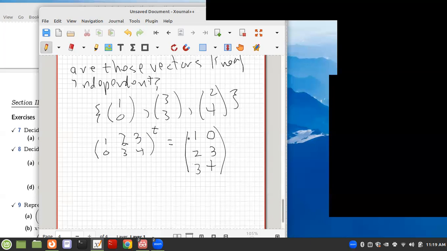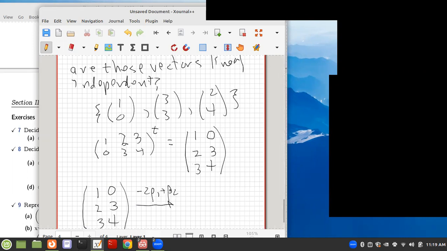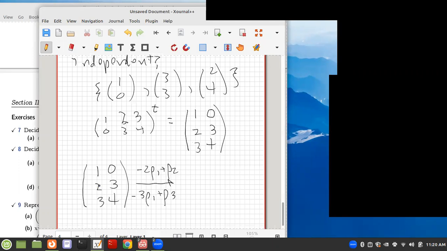Now we apply Gauss's method to this transpose. It's not in echelon form, so we have to make some row operations to bring it to echelon form. We could do -2 row 1 plus row 2 because we want to eliminate this 2. We could also do -3 row 1 plus row 3 to eliminate the 3 here. We can put these two together because they don't interfere. The first row operation changes row 2, the second one changes row 3, so we can do them independently.